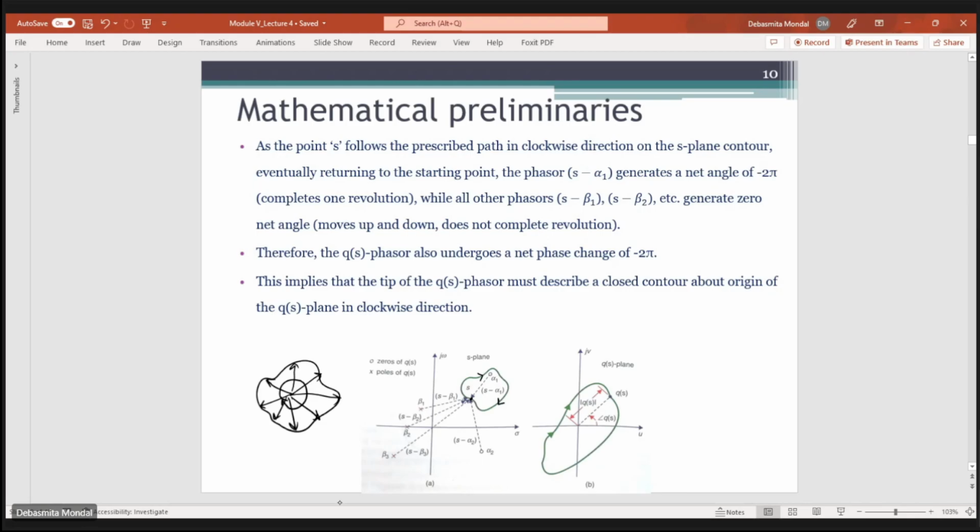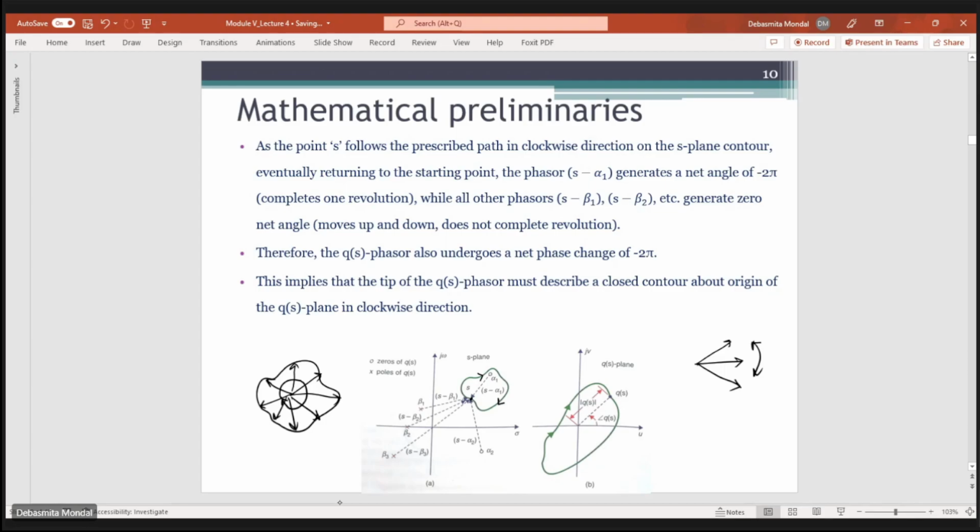So while moving up, the angle contribution is positive, and for every point here, since this is not completing one revolution, this vector is either moving up or moving down. The direction of motion is either up or down. That means it is not completing one full revolution. For every positive angle, there is a corresponding negative angle at a different point.